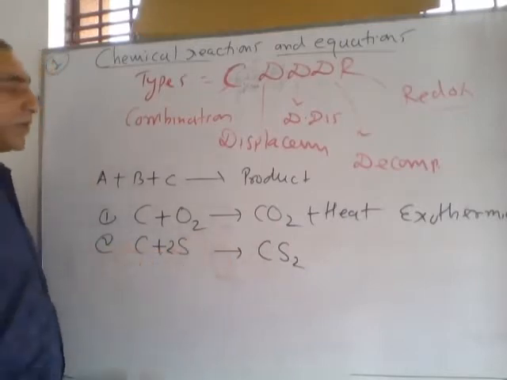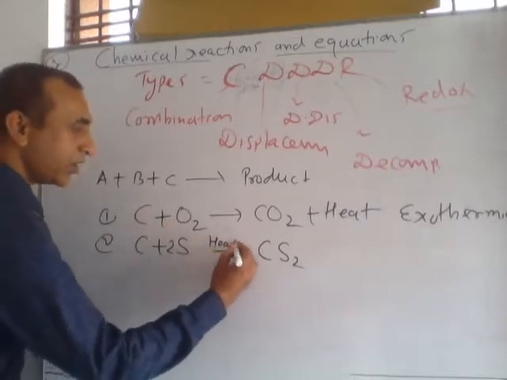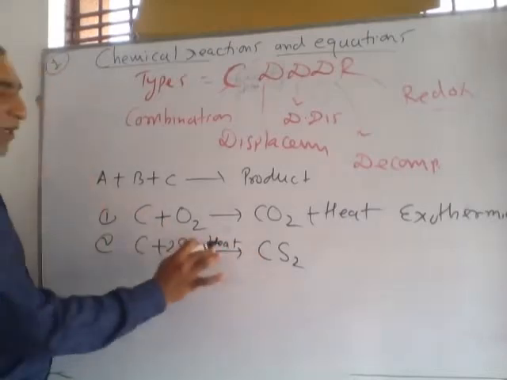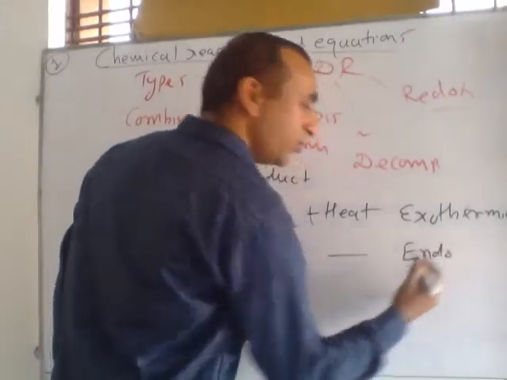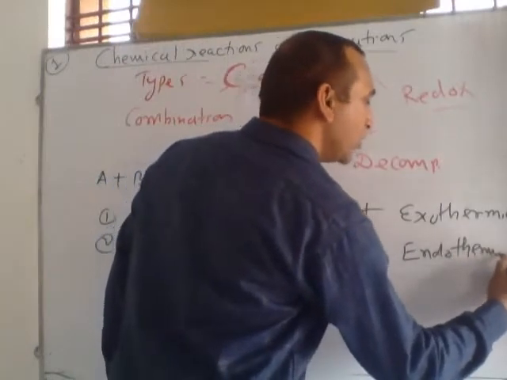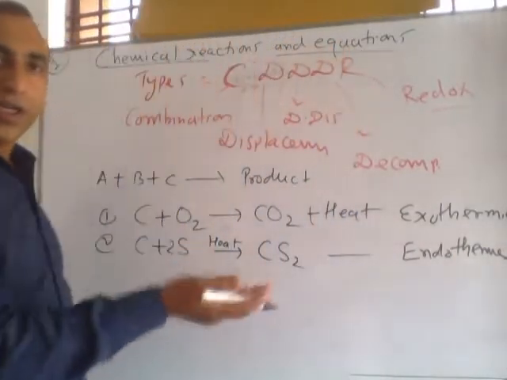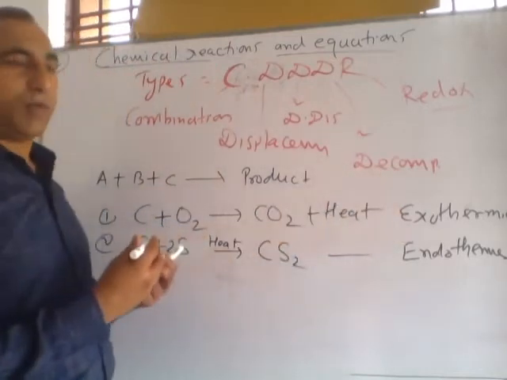This is also combination. But in this reaction, heat is absorbed. So if in any reaction heat is absorbed, this is called endothermic reaction. Endo means absorbing and thermic means heat. So on the basis of heat release or absorption, reactions are 2 types: exothermic and endothermic.